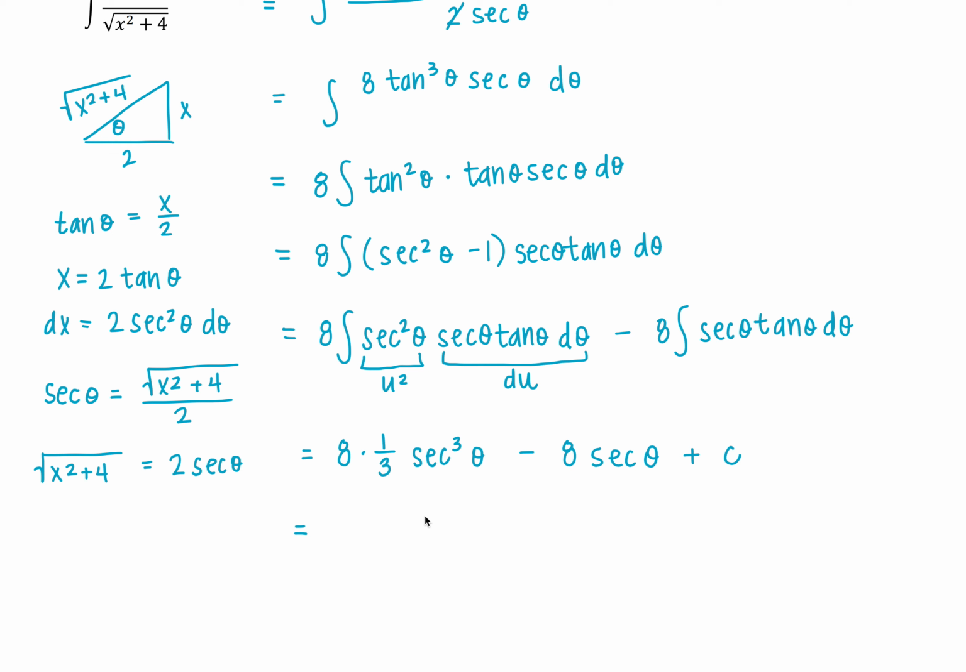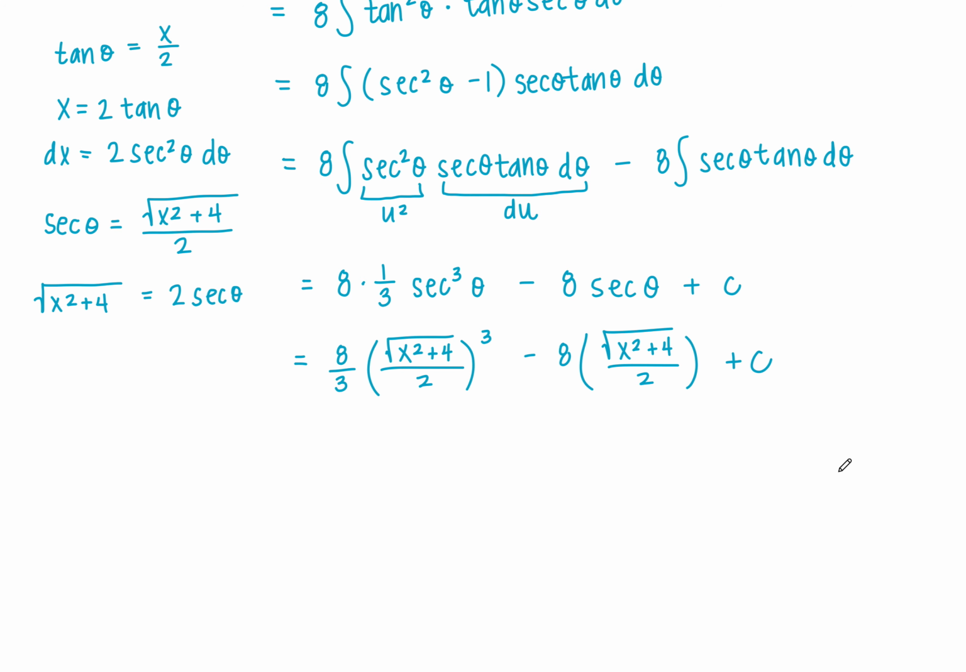We are almost done. Secant theta is equal to the square root of x squared plus 4 over 2. So I need to go ahead and replace that in both of these first two terms. So I have 8/3 times the square root of x squared plus 4 over 2 cubed minus 8 times the square root of x squared plus 4 over 2 plus our c. Can't forget that. Almost done.